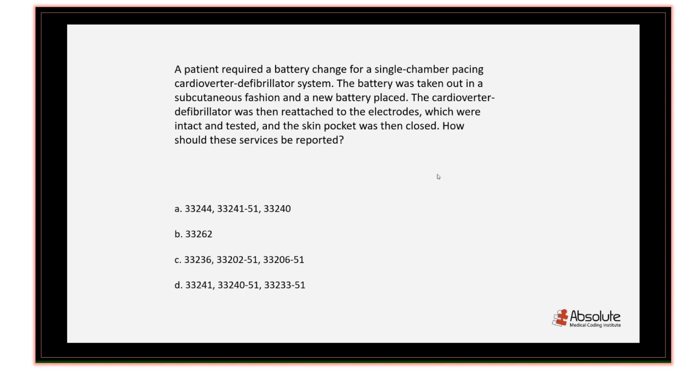Okay, some of you are seeing single lead. I like that, that's great. Yeah, subcutaneous. Those are really the keywords that you need, you guys.